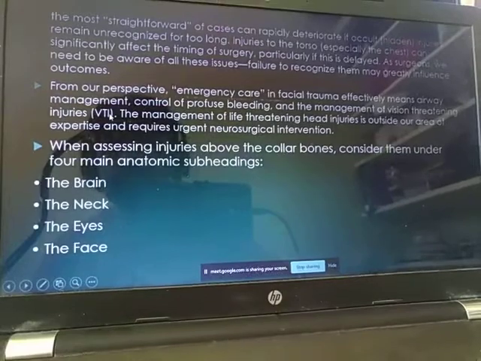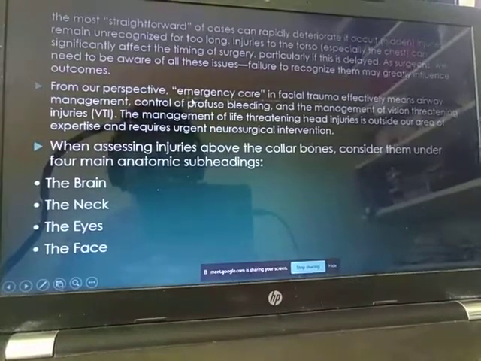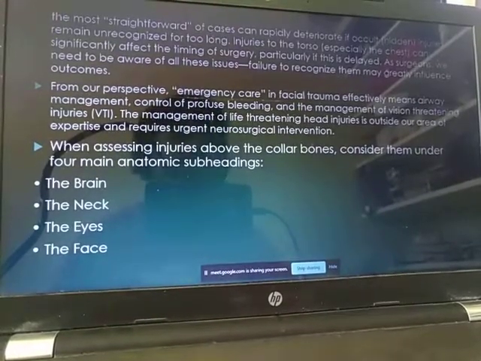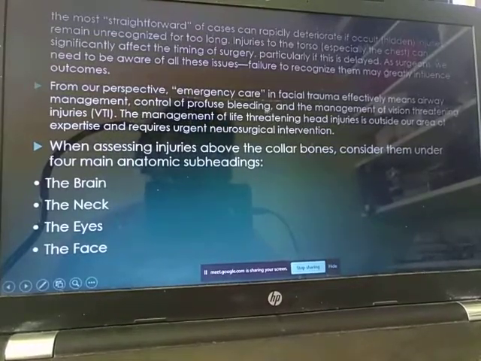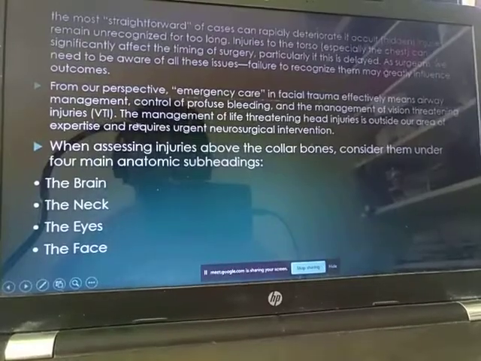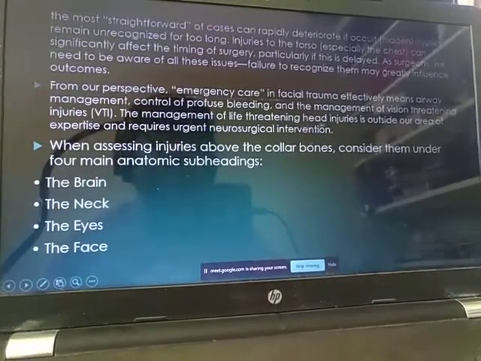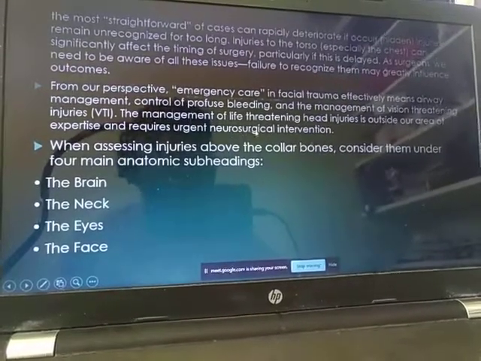outcome, always. From our perspective, from a maxillofacial surgeon's perspective, the emergency care in facial trauma effectively means airway management, control of profuse bleeding, and the management of vision-threatening injuries. This is also known as VTI. The management of life-threatening head injuries is outside of our area of expertise and requires urgent neurosurgical intervention.